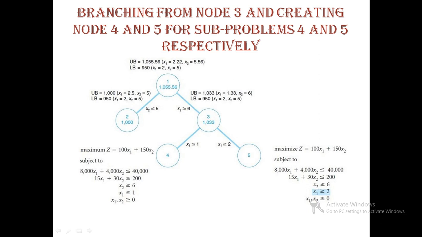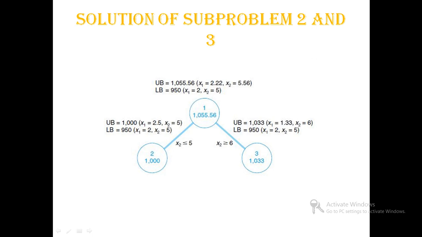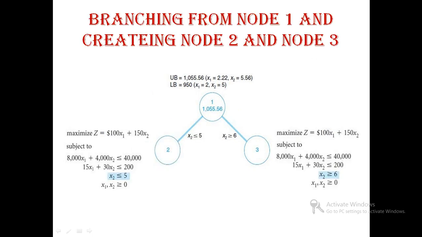Obviously x2 is an integer, so we are not going to touch it. This time we will put a restriction on x1. Since x1 = 1.33, this means that x1 can take a value less than or equal to 1 or greater than or equal to 2. So you put these two restrictions on sub problem 3. Where is your sub problem 3? Once again you can see that this is your sub problem 3.